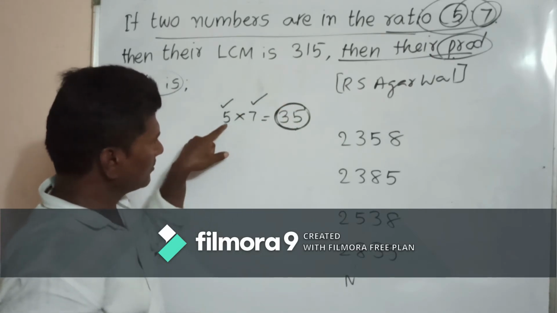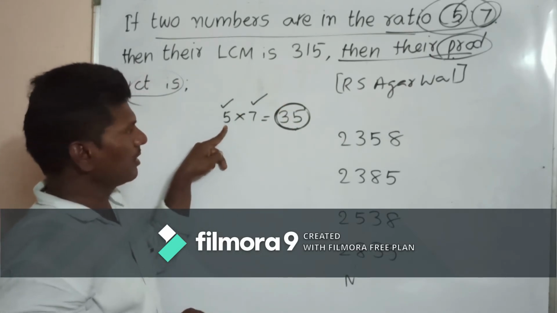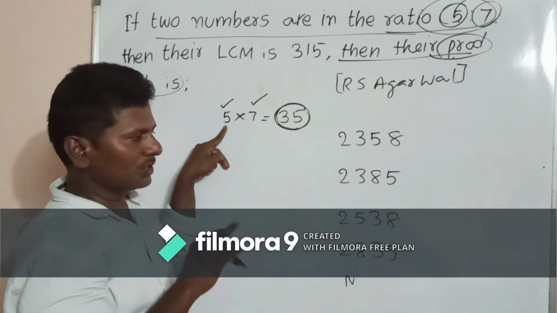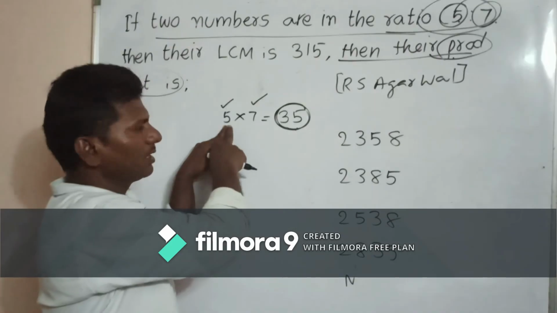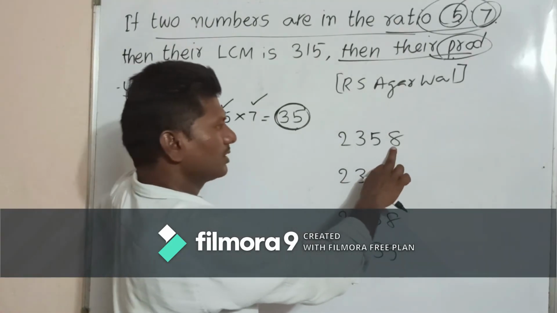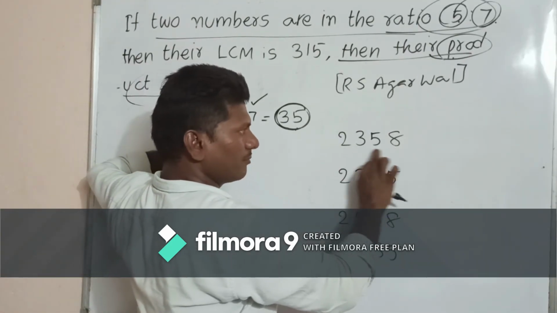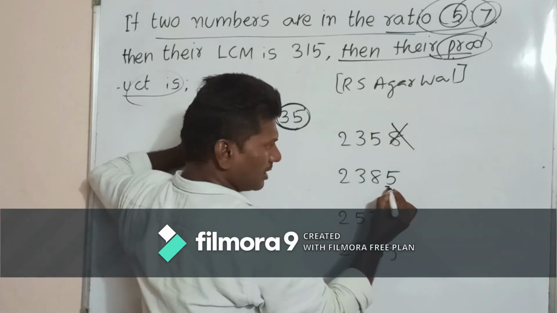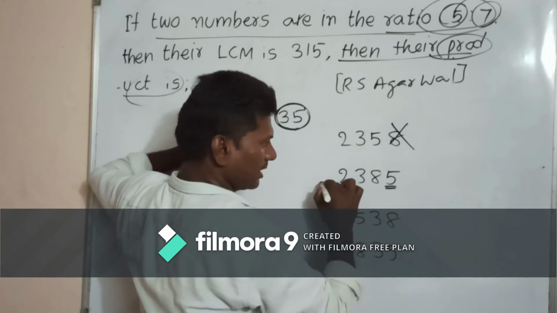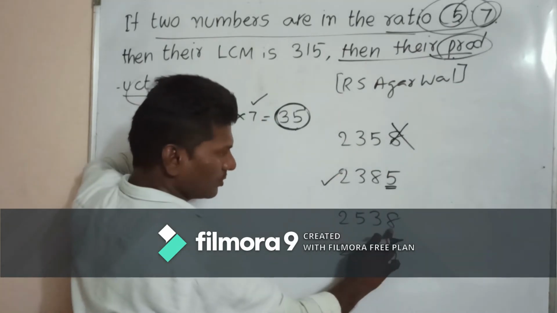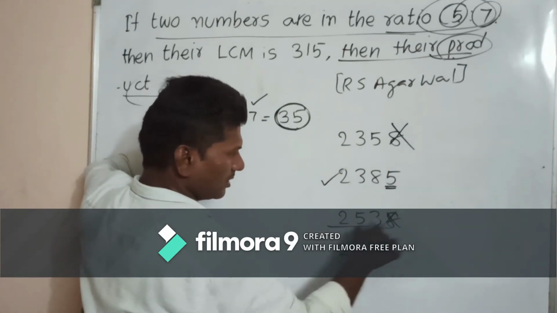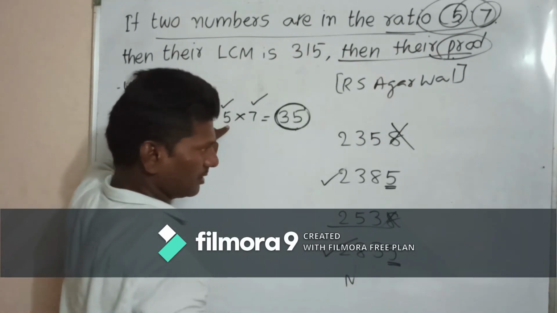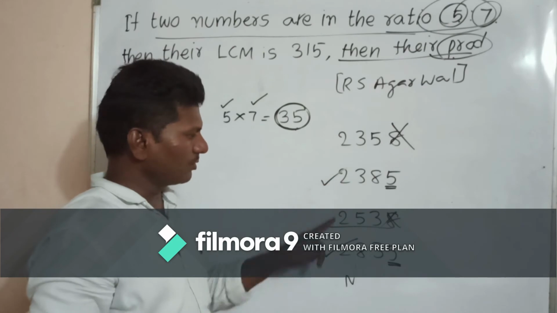Now I am checking 5 divisibility. Whenever the last digit of the number is 0 or 5, then the given number is divisible by 5. Here there is no 0 or 5. That means this number is not divisible by 5. So this is wrong answer. Here this answer contains 5, so this is right answer. Here there is no 5 or 0, so this is wrong answer. Here last digit is 5, so it will be right answer. So here I am getting two options.